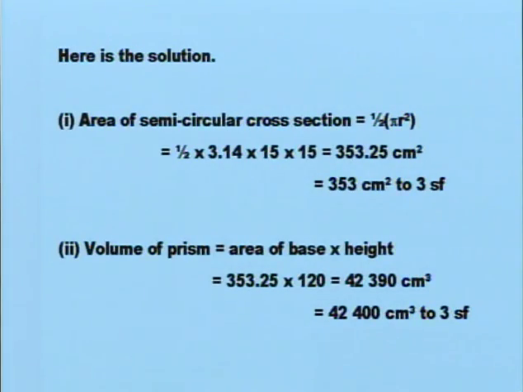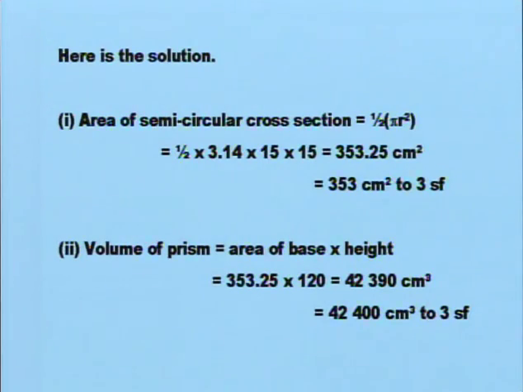Here is the solution. Area of the semicircular cross section is equal to half the area of a circle, that is half pi r squared. When we substitute the values, it will give us a half times 3.14 times 15 times 15, 15 being half the diameter, which is your radius, and that will give us 353.25 centimeters squared, which will be equal to 353 centimeters squared to 3 significant figures.